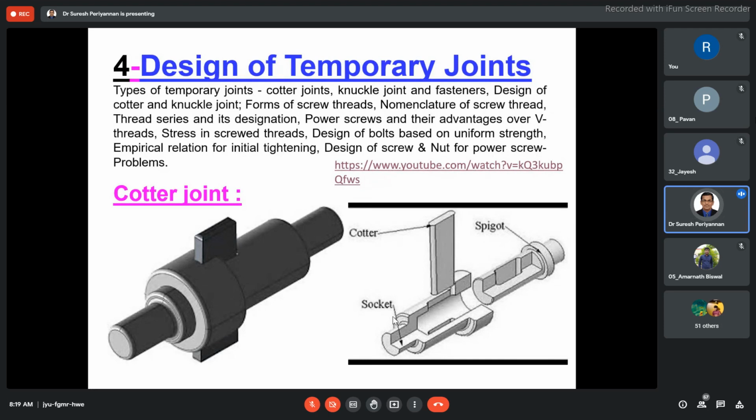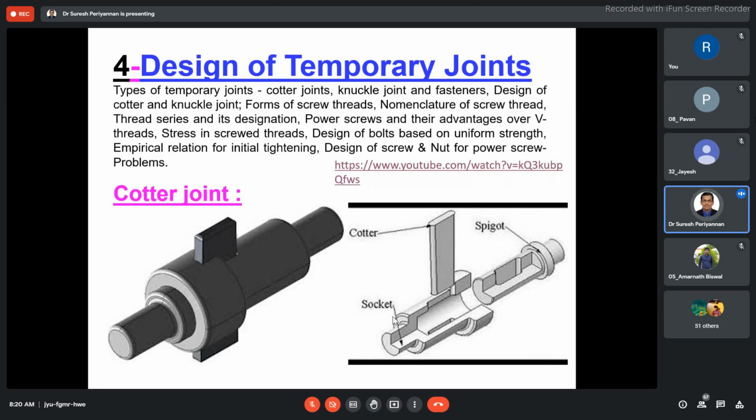Especially wherever we are transmitting power, we mostly use temporary joints. For example, inside an IC engine, the piston and the connecting rod are connected by pins, right? They are not welded. The connecting rod's other end is connected to the crankshaft, and there also we are not using a welded joint. There also we are using temporary joints.